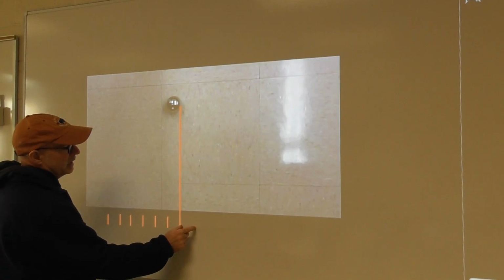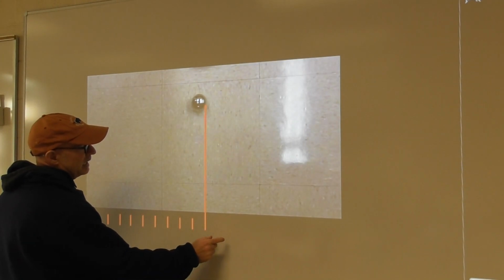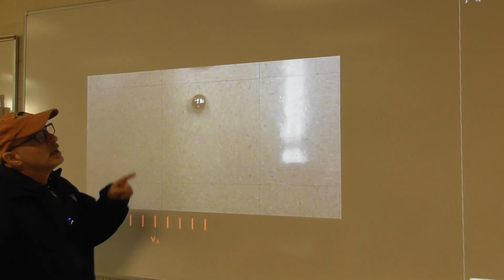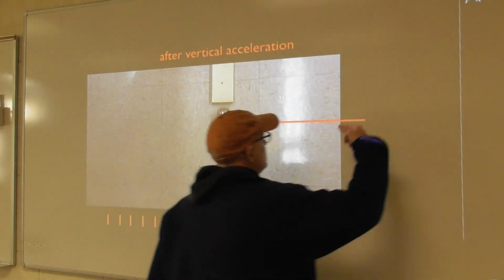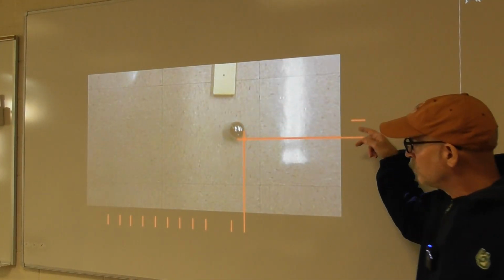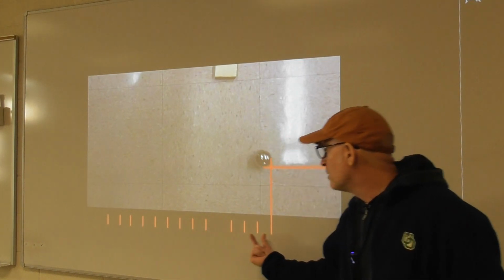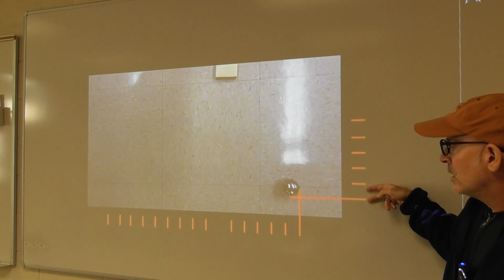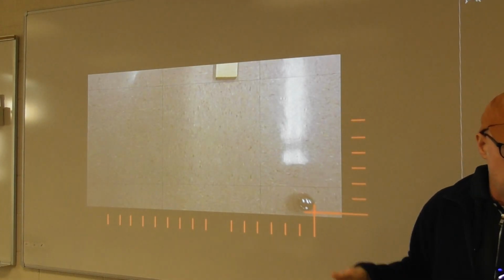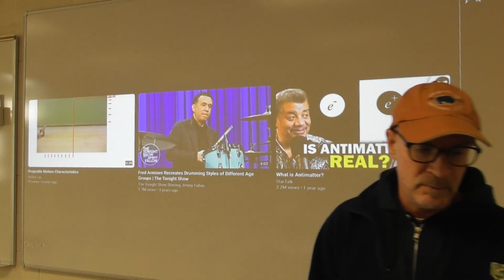And then when it gets bonked, we'll see that it not only has this left to right motion, but now it's moving up and down on the screen as well. But look, the left to right motion is the same as it was before. We've added some new motion in the up and down direction, but we haven't changed anything about its left to right motion.